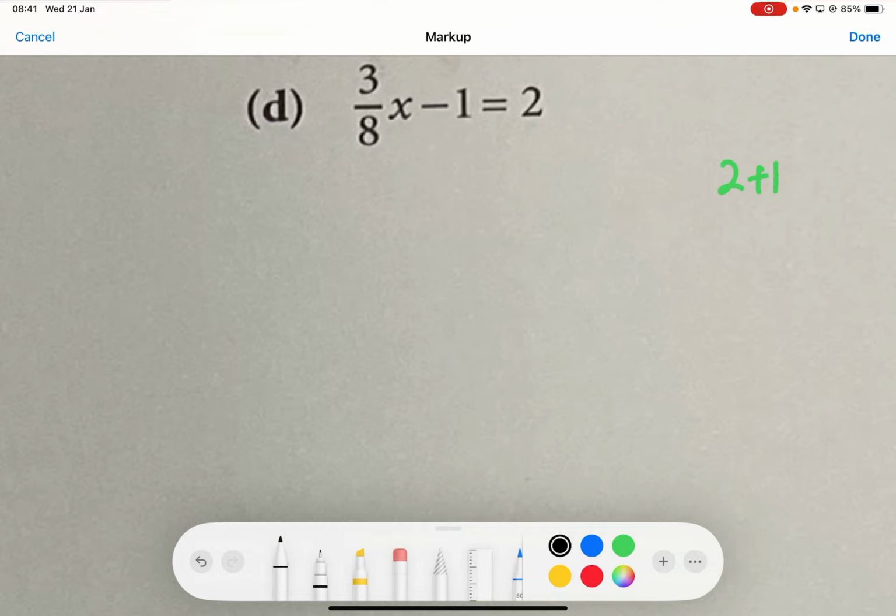Okay? What happened here should be your equation. Left, right, left, right, left, right, left, right. So I should be writing 3 over 8x equals to 2 plus 1. You don't need to rush to go and add this together also. Just bring this across first. Then take one more step.